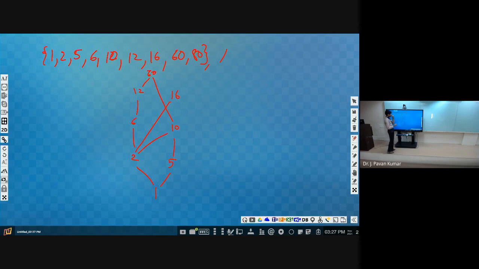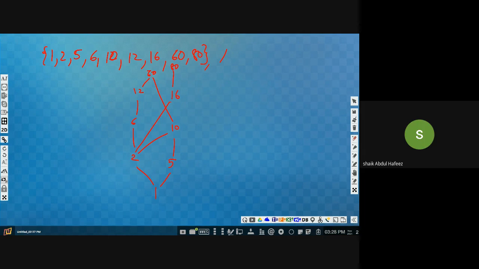Yes, sir. Next you consider 80. Where should we have 80? 60 and 80 related or not? No. 16 and 80? Yes, 16 5s. Next, 2 and 80 related or not? Related, sir. Yeah, but it is implicitly a transitive relation.